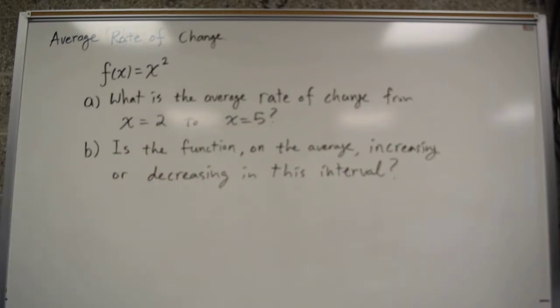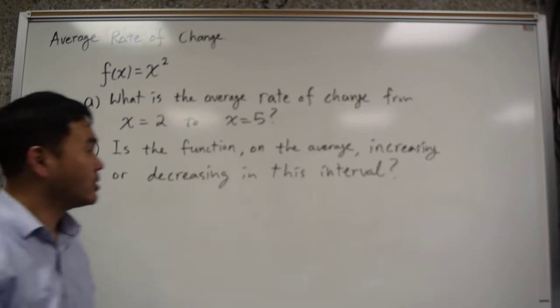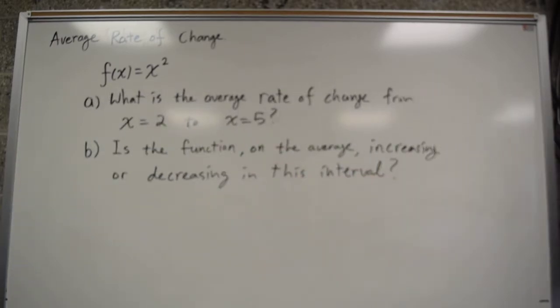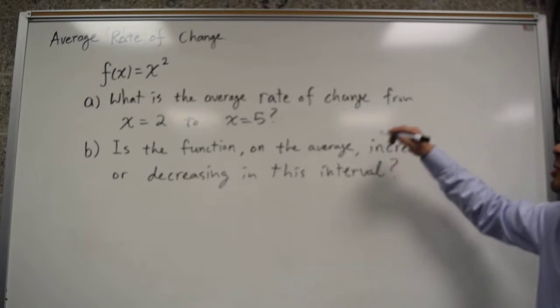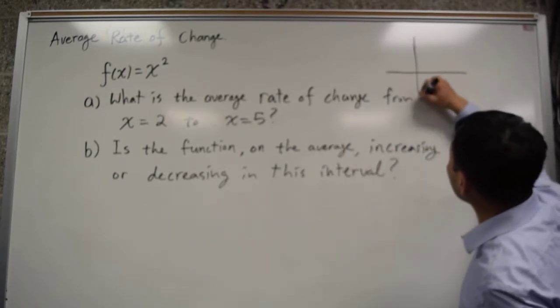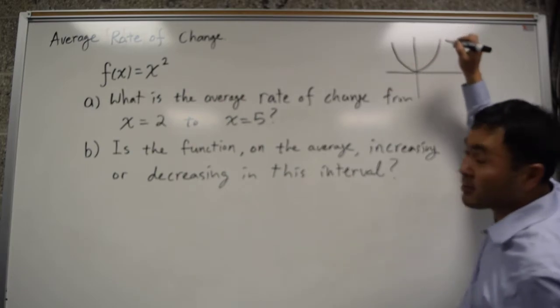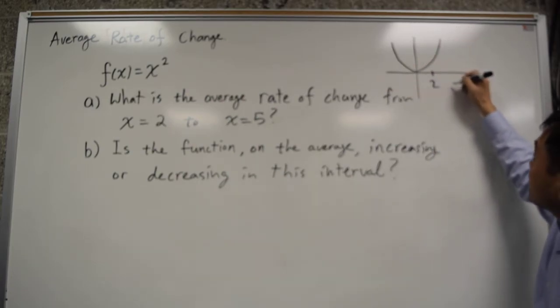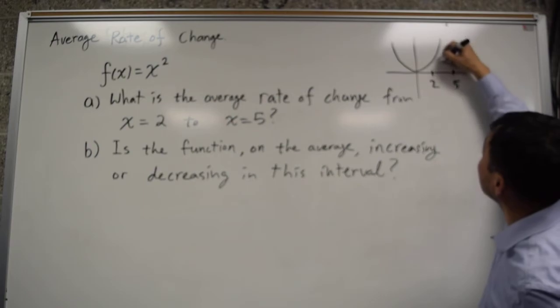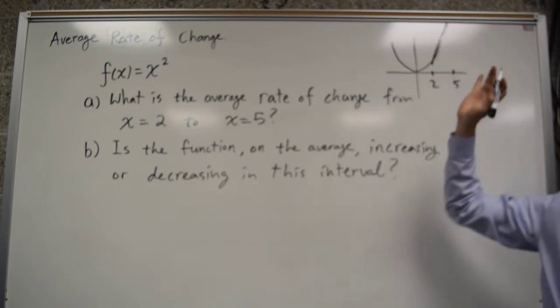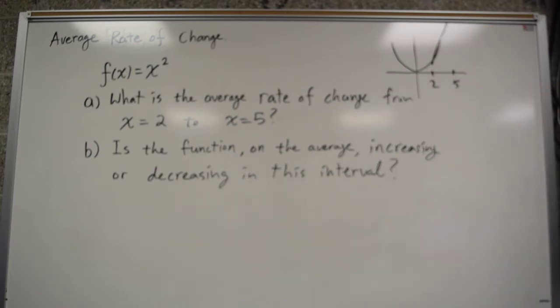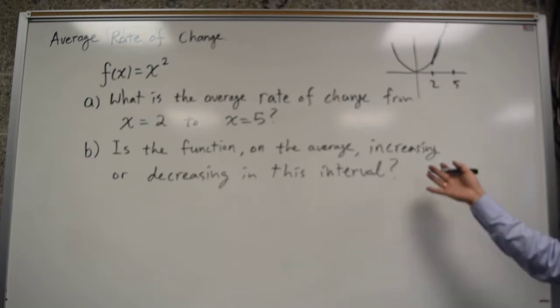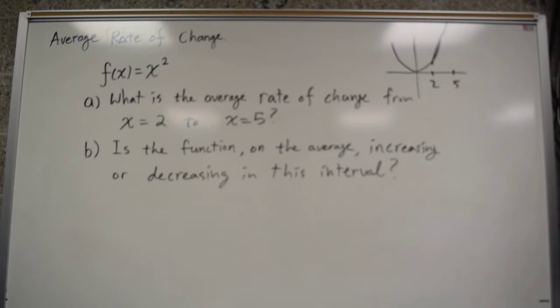Let's try to answer these questions. Actually, for the second question, you don't really need to calculate the first one to answer, because we already learned that the graph of y equals x squared looks like that, right? So here's 2 and there's 5 way up there. If you look at the graph, of course it's increasing. It's always increasing. So part B is a very simple question. You don't need the average rate of change.